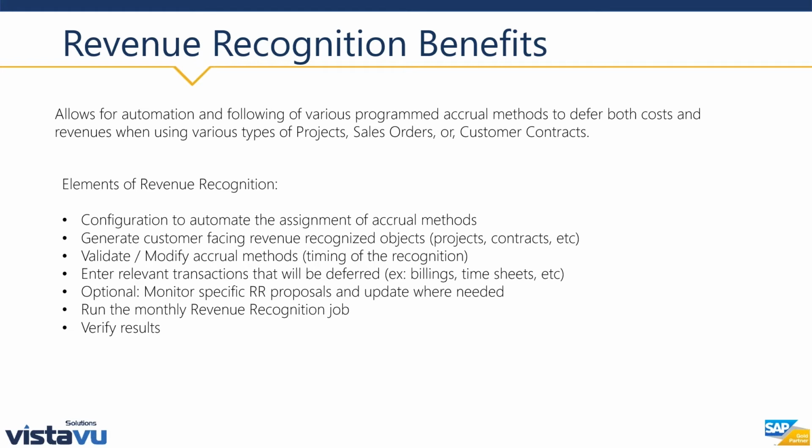Some of the elements around revenue recognition. First of all, you need to configure it to automate the assignment of the accrual methods. And this is sort of in order. Obviously, once you've configured it, you don't have to configure it again. Then from a process perspective, you'll generate customer-facing revenue recognized objects. As I've mentioned, there's a certain number of objects that are eligible for revenue recognition: sales orders is one, certain types of projects, customer contracts, things like that. You have the ability to validate and modify the accrual methods, which could influence the timing of the recognition of the revenue.